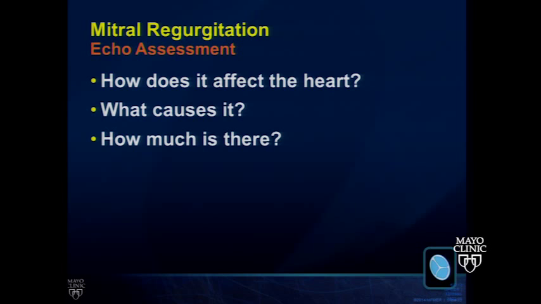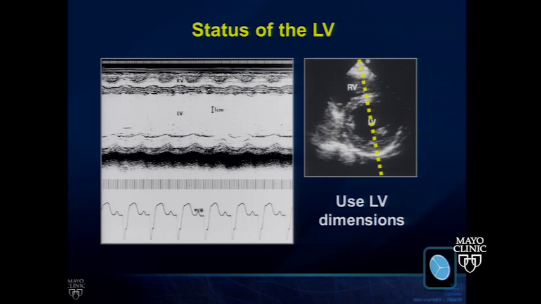So what I'm going to try to do is simplify a world of literature into a few things that you need to know how to manage the patient. So what you need to know from echocardiography is, number one, how does it affect the heart or the left ventricle? Number two, what causes it? And number three is how much is there? Everything else is irrelevant when it comes to your clinical management of the patient.